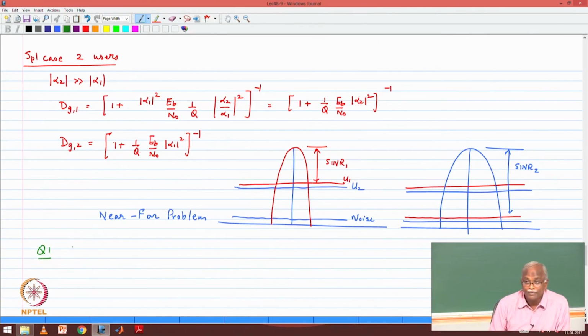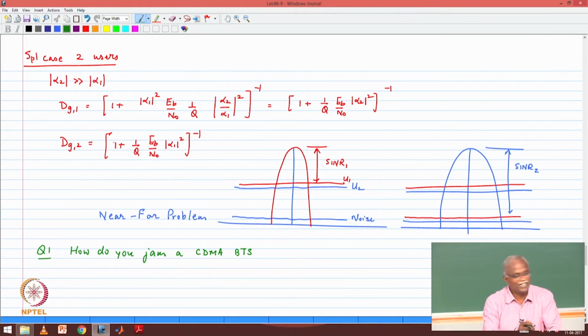How do you jam a CDMA base station? How can you jam? Based on what we have discussed now, you know the answer. Jam a CDMA base station. How do you do that? Go close to the base station and transmit with full power. Nobody else will be able to communicate. It's that simple. And that is why they are so careful about power control in a CDMA system.